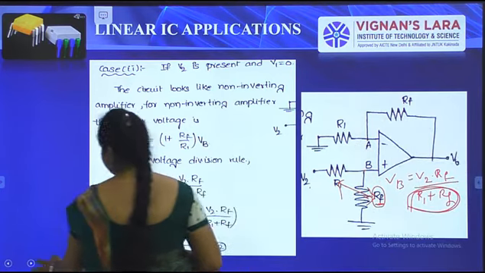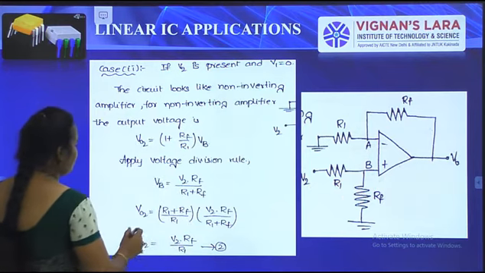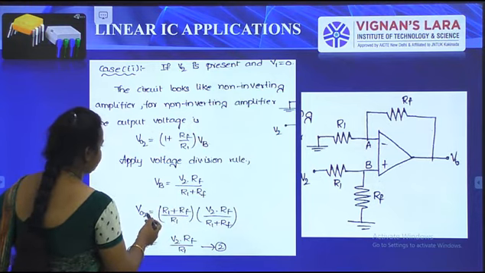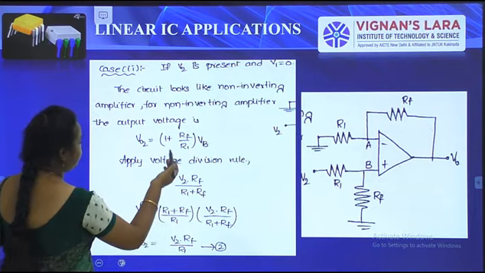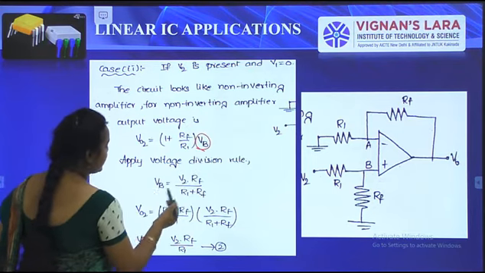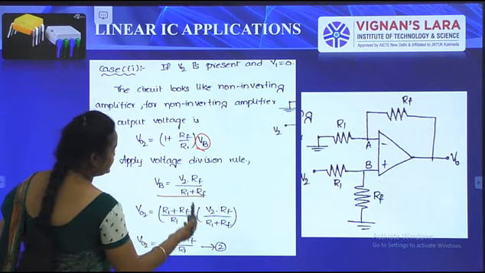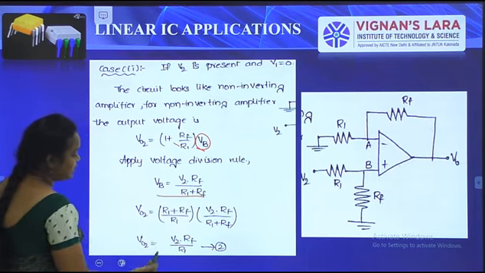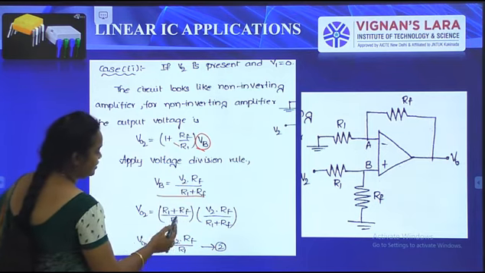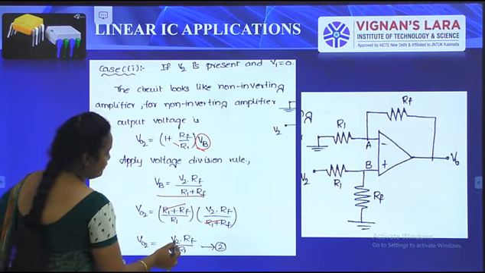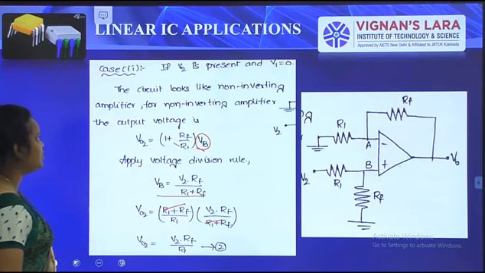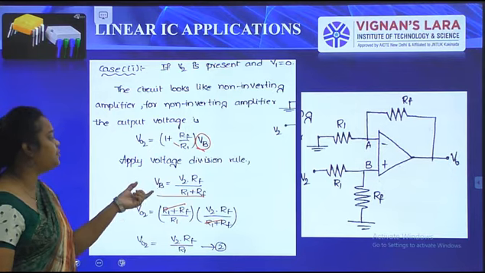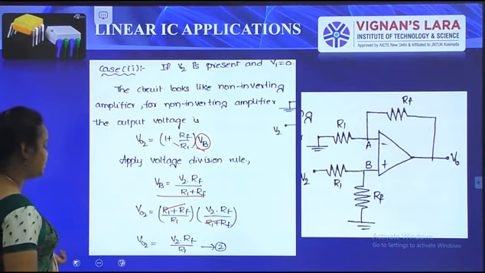So here we can get the output like this. V02 is equal to VB into 1 plus RF by R1. In place of VB, we can put this equation: VB is V2 RF by R1 plus RF, times RF plus R1 by R1. Then V02 becomes V2 RF by R1, since the RF terms cancel. This is the equation when V2 is present and V1 is 0, that is, the non-inverting configuration of the op-amp. The equation is V02 equals V2 RF by R1.